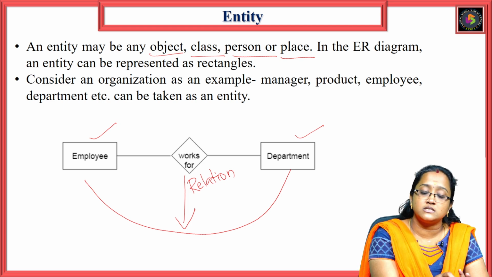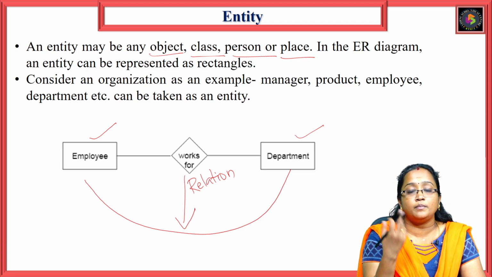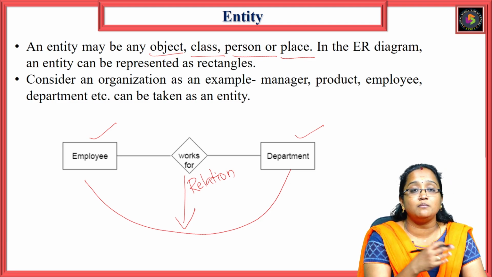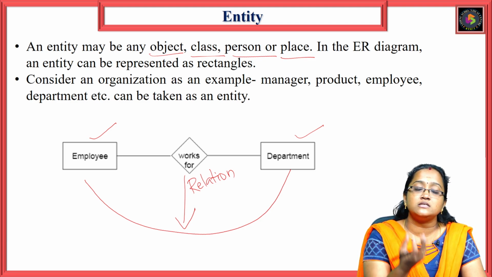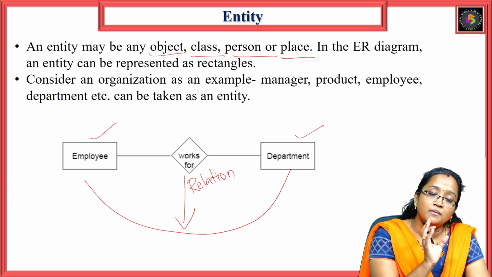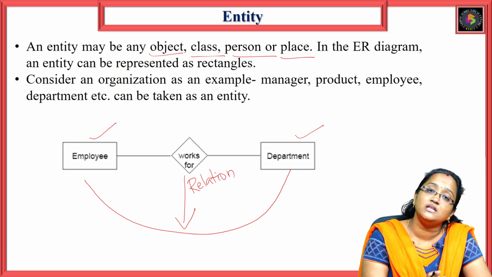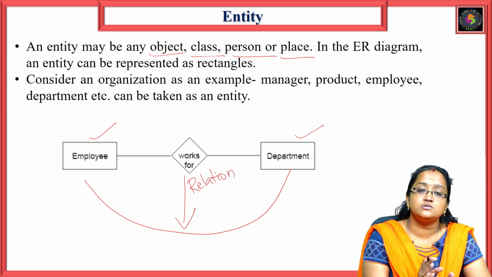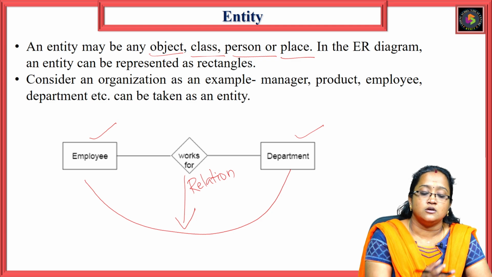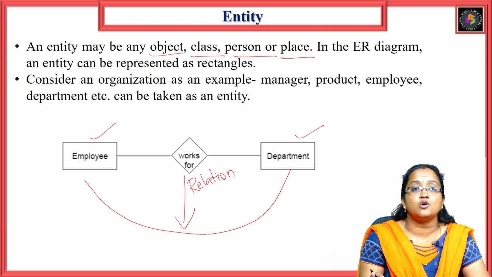So what is employee, what is department? Employee and department are a place or object or person or class, whatever it may be. Simply, we can say it is a table name. Employee is one table, department is one table. What is the relationship between these two tables? It is mainly the works for relation. So employee works for this department. This is called an entity.